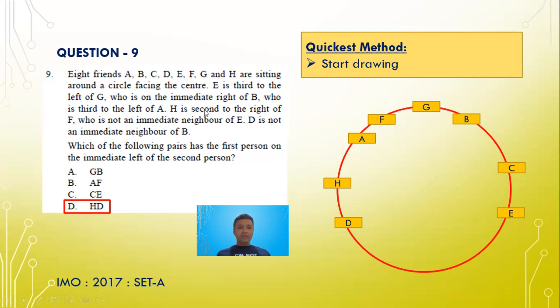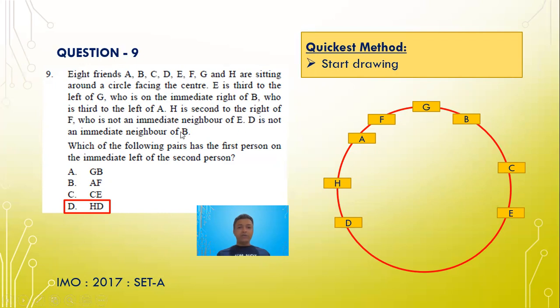And H is second to the right of F. So H will be second to the right. If F is sitting here, right will be this. H is second to the right of F. And who is not an immediate neighbor of E? F is not an immediate neighbor of E. So E cannot be the neighbor of F.